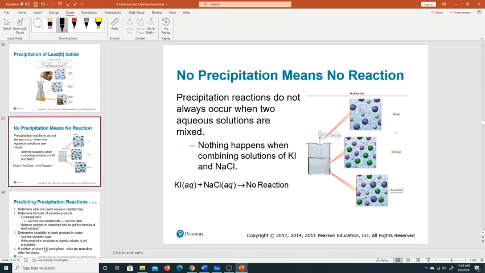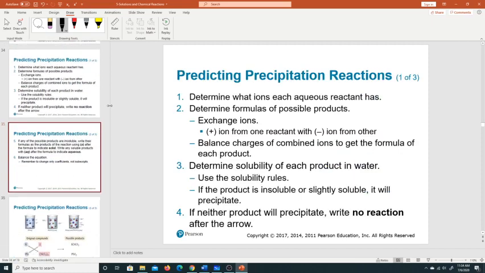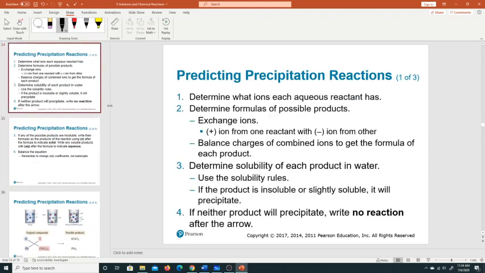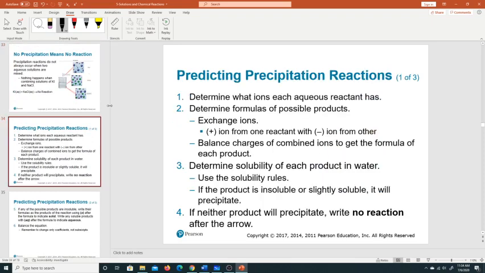Now, if you mix two solutions together and you don't see anything forming, even though it might look like a precipitation reaction, in actuality you have no reaction. So for this to occur, a precipitate must form as one of the products. These are some of the rules we're going to follow. It's actually easier just to go through a couple of examples.